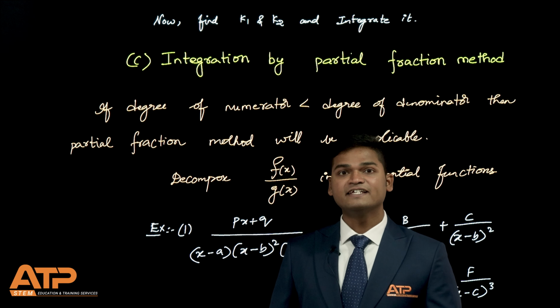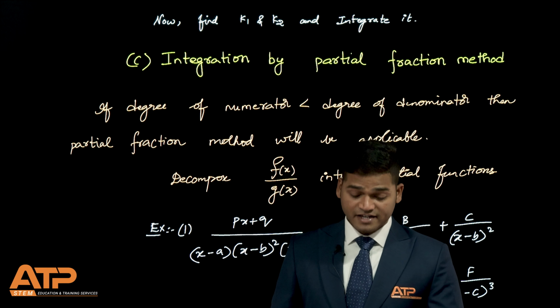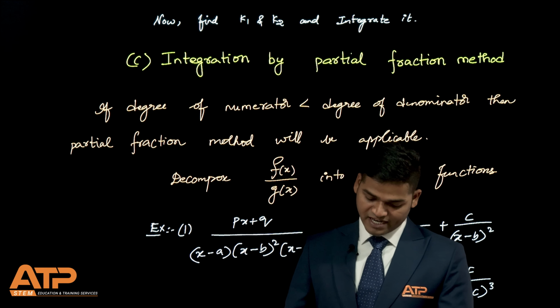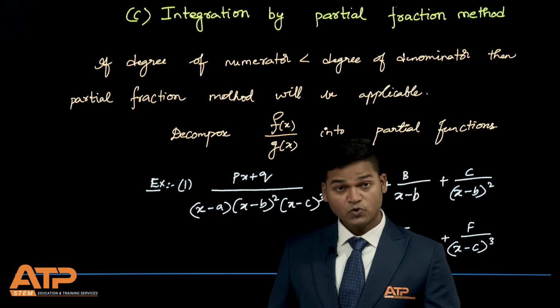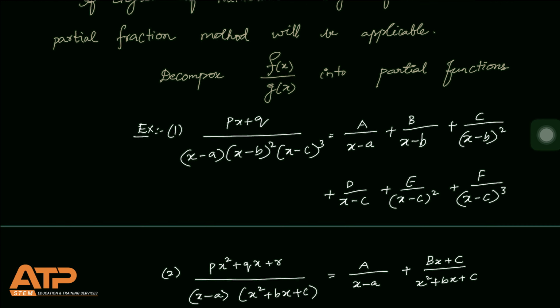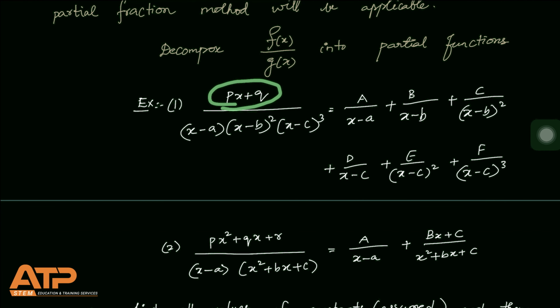Next method is integration by partial fraction method. Here the degree of the numerator should be less than degree of the denominator. Then we can apply this partial fraction method. So we decompose the f of x by g of x into partial fractions like this. For example, if the fraction is like this, px plus q divided by x minus a into x minus b whole square into x minus c whole cube. So how do you take the partial fractions? A divided by x minus a plus b divided by x minus b plus c divided by x minus b whole square, and d divided by x minus c plus e divided by x minus c whole square plus f divided by x minus c whole cube. Okay.